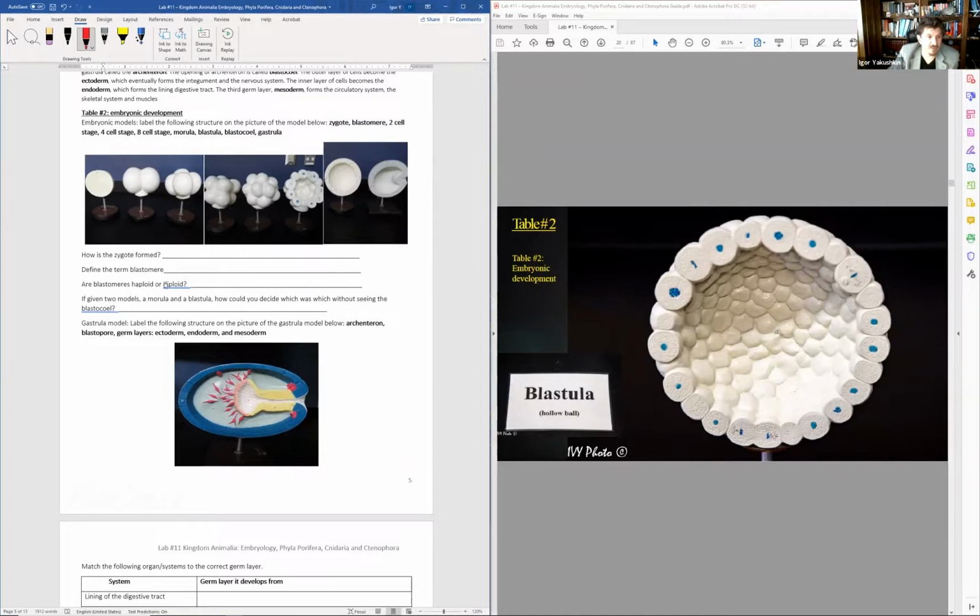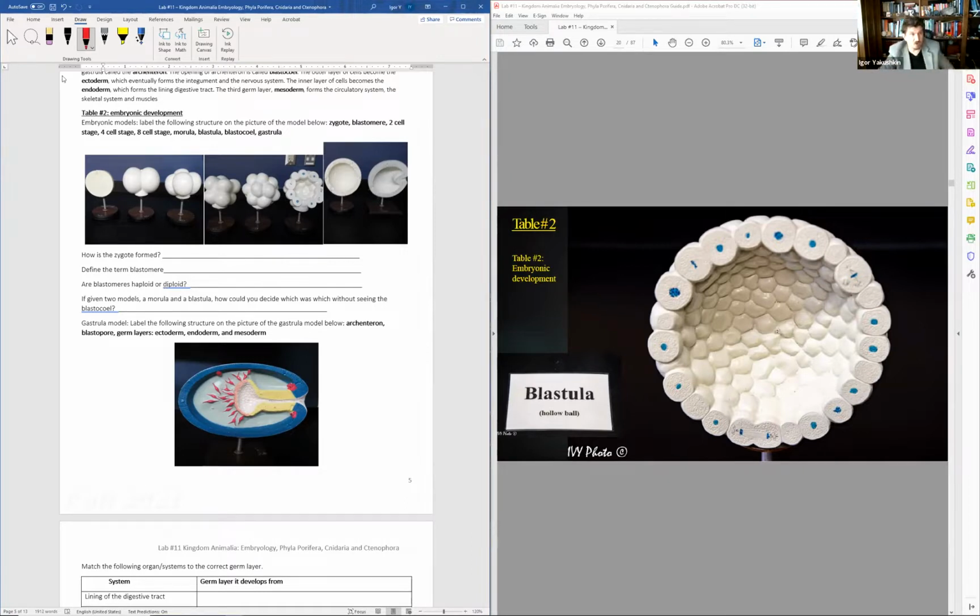Are the blastomeres haploid or diploid? Now, please remember, for the animals, the haploid structures are the sperm and the egg. Together, they're known as gametes. Is a blastomere a gamete? No, it's not. Is it a sperm? No, it's not. Is it an egg? No, it's not. It has to be diploid.